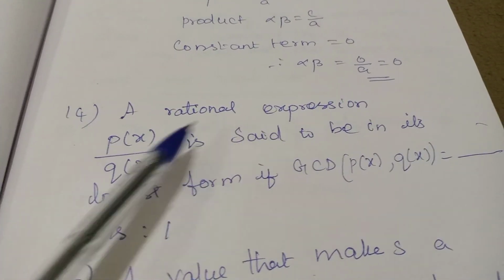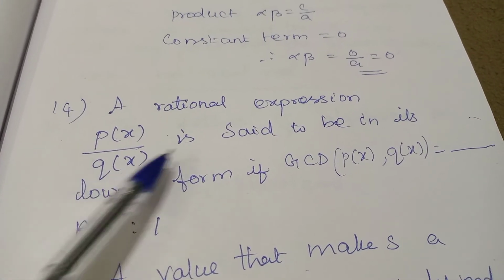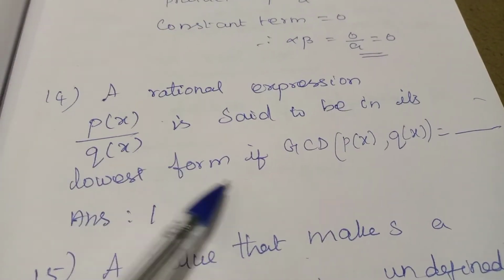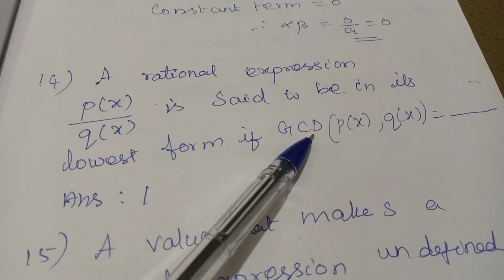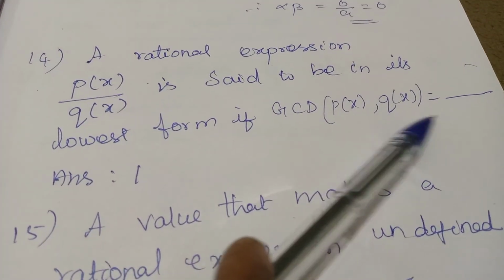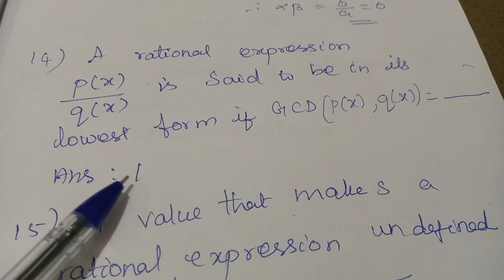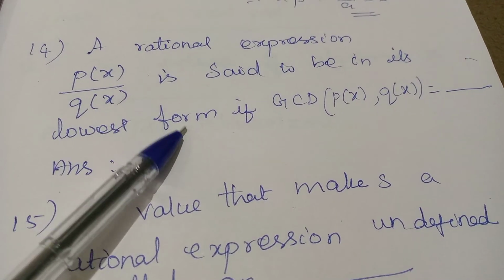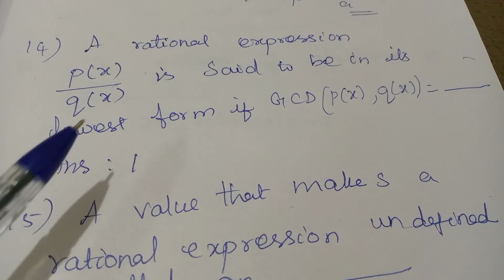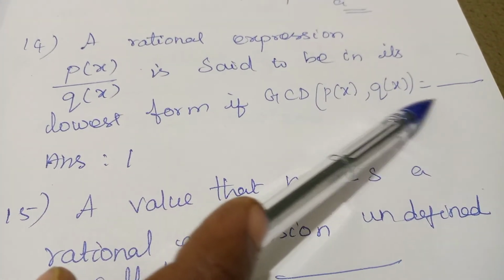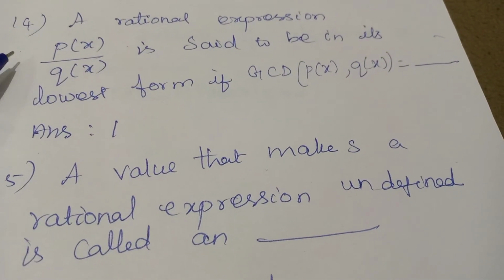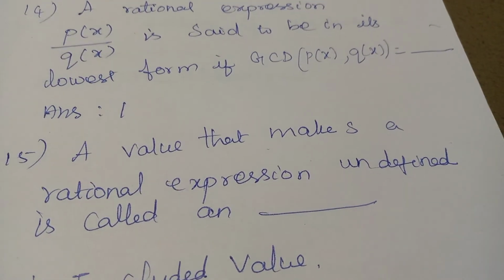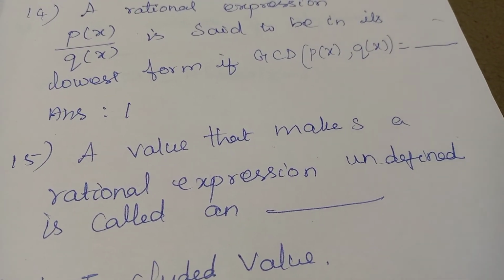A rational expression p of x by q of x is said to be in its lowest form if GCD of p of x comma q of x equal to dash. If the GCD is 1, it can be said to be in lowest form. GCD of p of x comma q of x is 1. We can say p of x by q of x is in the lowest form. The next question.